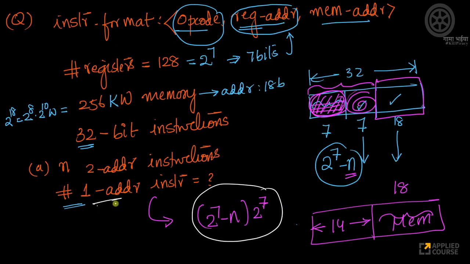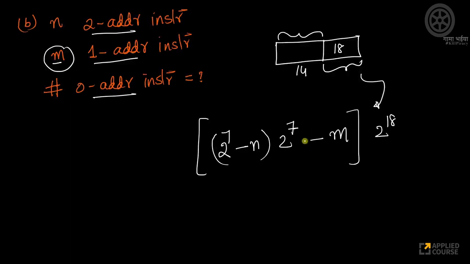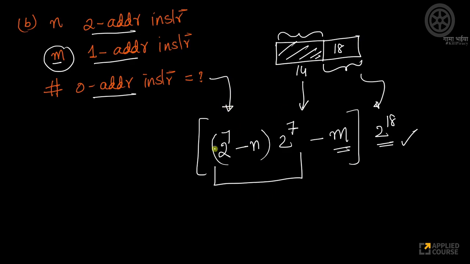This is the number of 1 address instructions, right? So we are only talking about these 14 bits now. We are not talking about the 18 bits. Within this is the total number. This number here is the total number of 1 address instructions that are possible. Amongst them, there are m 1 address instructions, so you subtract m. Within these 14 bits, that is the number of possibilities that we have. Within these 18 bits, I can have 2 power 18 possibilities. So the number of 0 address instructions here is this.